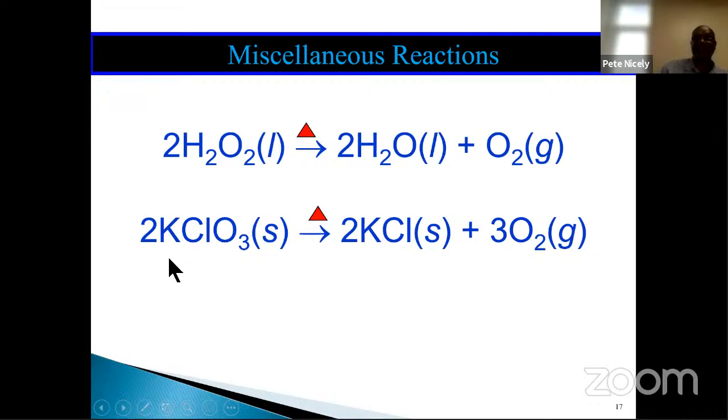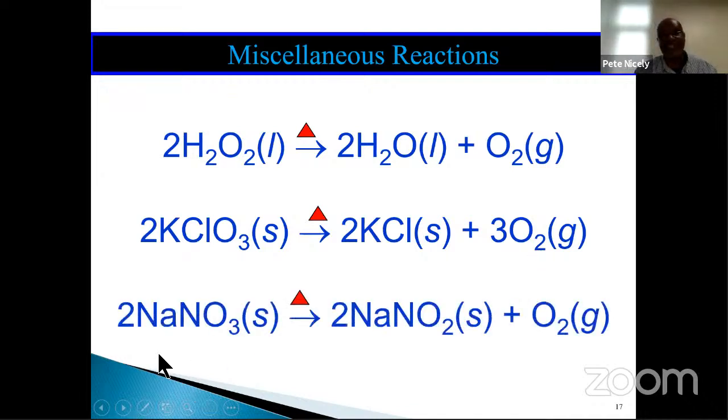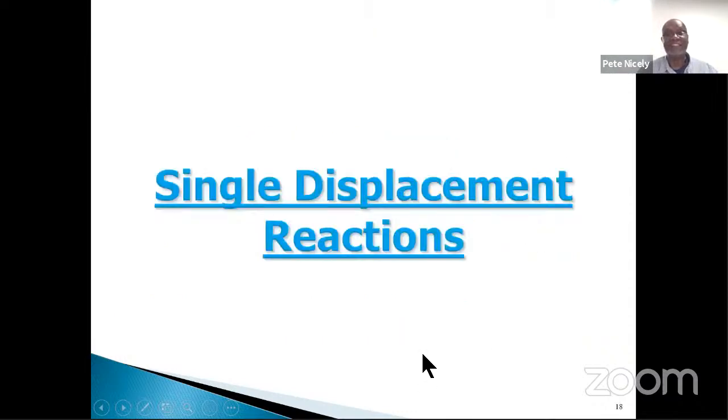If you heat potassium chlorate, then you're going to end up with it breaking down or decomposing to form potassium chloride and oxygen. And here's another example. If you heat sodium nitrate, it will decompose to form sodium nitrite and oxygen. So these are all examples, again, of decomposition reactions.